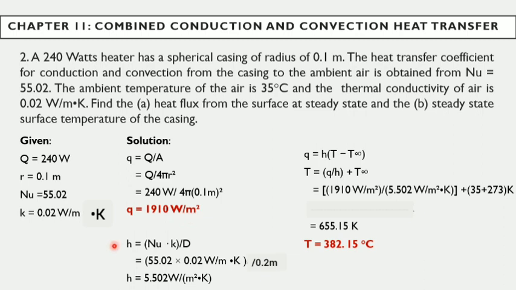Next, we will now solve the steady state surface temperature of the casing. But before solving that, we will first find the convective heat transfer coefficient by using this formula. So h is equal to the Nusselt number times the thermal conductivity all over the diameter. So we have 55.02 times the thermal conductivity, which is 0.02 watts per meter times Kelvin, all over the diameter of 0.2 meters, since our radius is 0.1. So the convective heat transfer coefficient will be 5.502 watts per square meter times Kelvin.